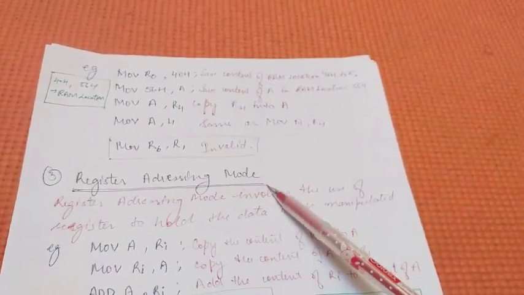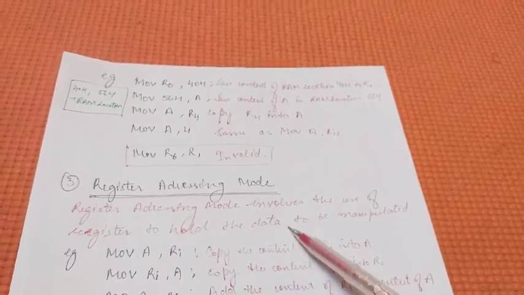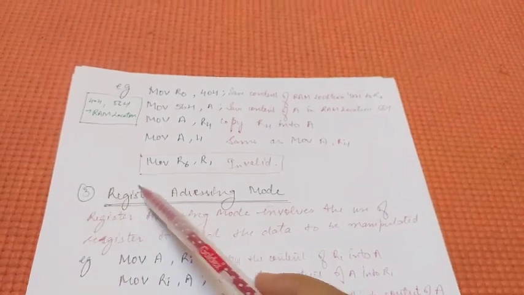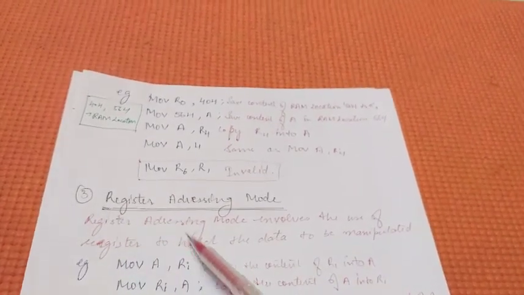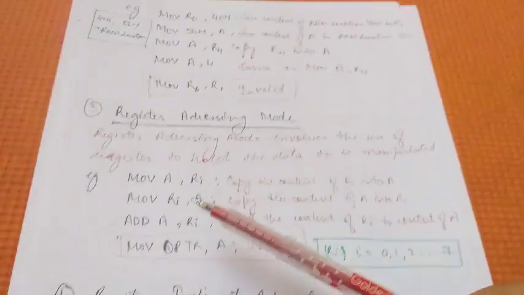Okay. Next is register addressing mode. Register addressing mode involves the use of registers to hold the data to be manipulated. As the name suggests, this is a register addressing mode and we only use registers for holding the data.